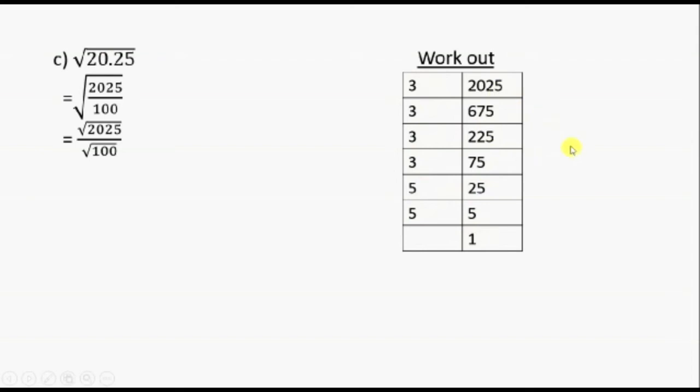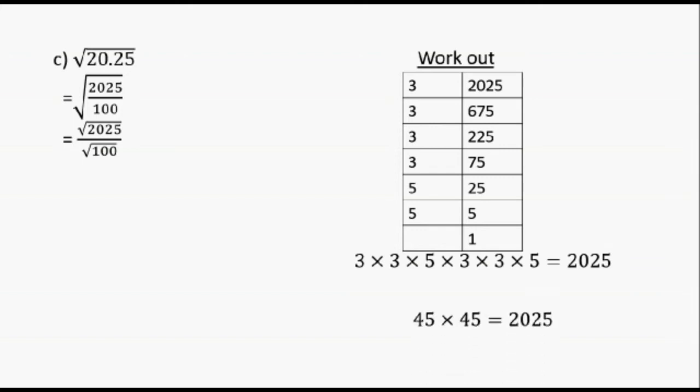From there, what are we going to do? We'll pair them. So when we pair them, they'll look like that. We'll have 3 times 3 times 5 and 3 times 3 times 5. 3 times 3 will give us 9. 9 times 5 will give us 45. So we have 45 times 45 giving us 2025. Therefore, 2025 is a perfect square number. If you raise 45 to the power 2, what are we going to get?